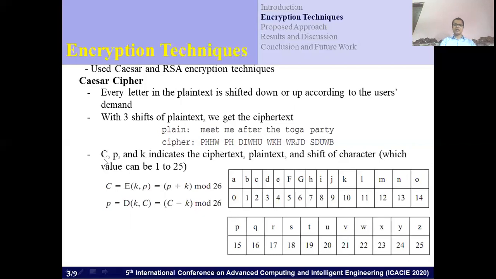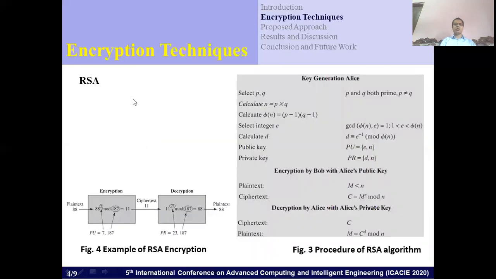Let us consider that C, P, and K indicate the ciphertext, plaintext, and shift of character. Then the ciphertext can be obtained by the first equation, C equals P plus K mod 26. And the plaintext is recovered from the ciphertext using this equation. That means P equals C minus K mod 26. Now we'll talk about RSA.